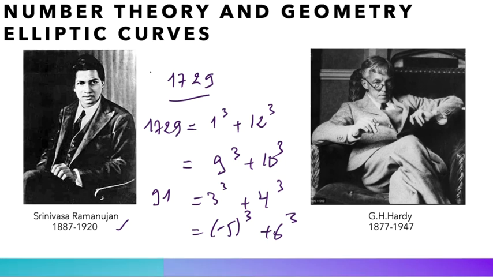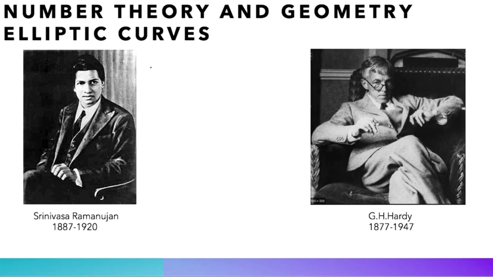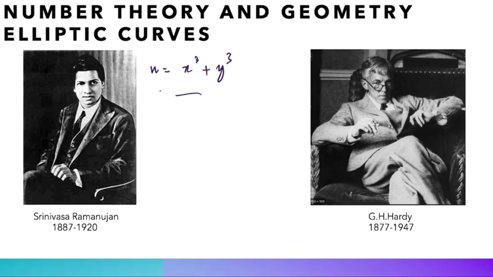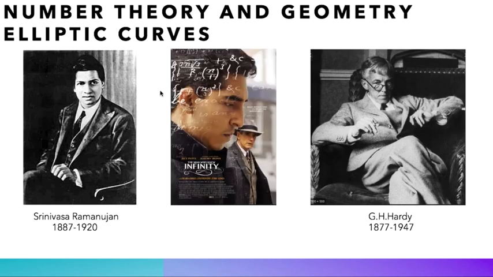In terms of equations, the quest of taxicab numbers n is equivalent to finding the integral solutions of the equation n equals x cubed plus y cubed. And as you can see, this is a cubic equation in 2 variables. Our little anecdote ends here, but if you are interested in the life of Ramanujan, go see the nice movie The Man Who Knew Infinity.